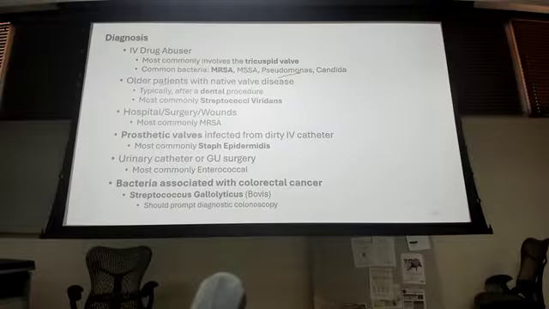If you have an older patient with a native valve, so they have the valves they were born with, typically we think of more of a dental source for this, so strep viridans is the most likely bacteria causing it. If it's hospital acquired, you've got to be thinking MRSA. If you have prosthetic valves, be thinking of staph epidermidis. If you have strep gallolyticus, or strep bovis as it's also known, be thinking that this patient actually has colon cancer and they probably should get a colonoscopy before they are discharged from the hospital.